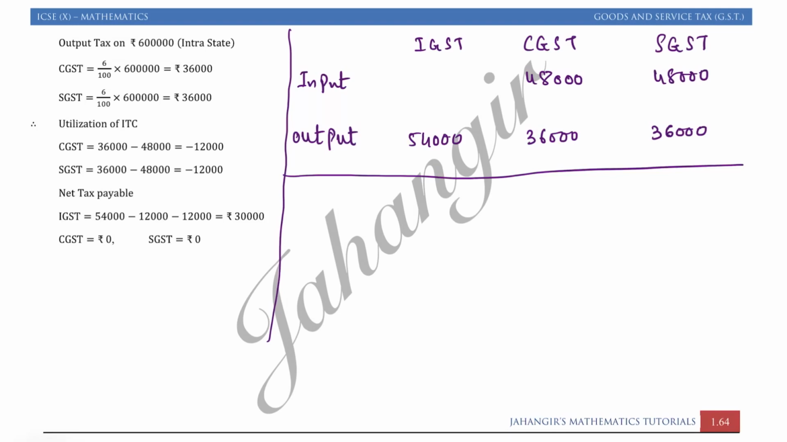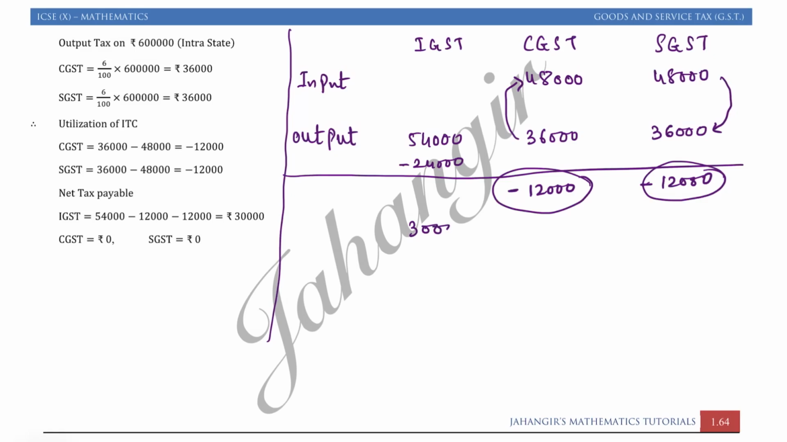See, we always do output minus input. Net tax payable is output minus input. So if you see, input is greater than output, so the government will repay 12,000 back. After adjusting 36,000, it will give the dealer 12,000. Again here also the same will happen. Dealer will get 12,000 back because here input is greater than output. So this 12 plus 12 will directly go, 24,000, to the central government. Whatever is left, the dealer has to pay.